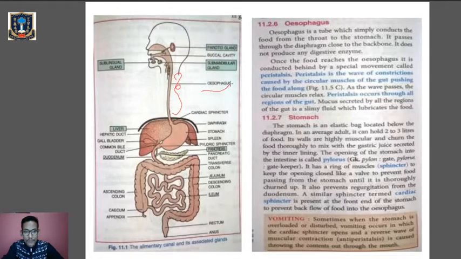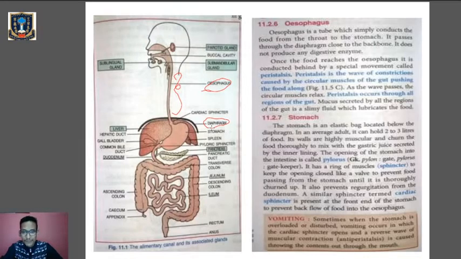It's called the oesophagus. The oesophagus is mainly a tube which will transport the food from the throat to the stomach. Clear? And it passes through the diaphragm, which is close to the backbone. Here you can see these black structures, which is called the diaphragm, that will mainly separate your gut portions and the lungs.